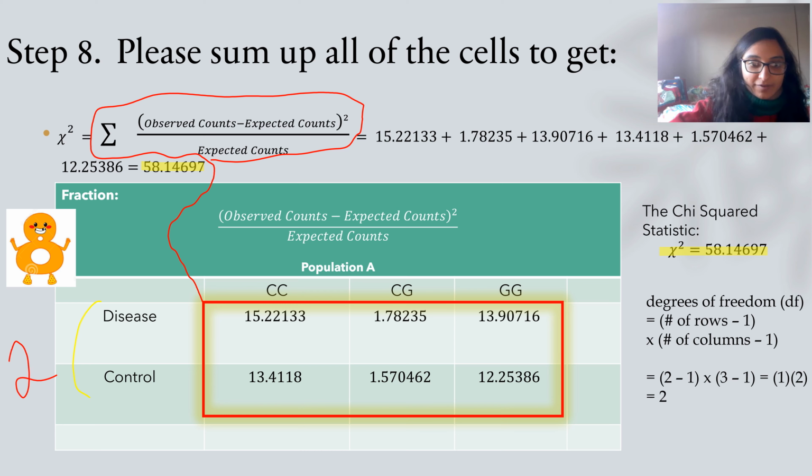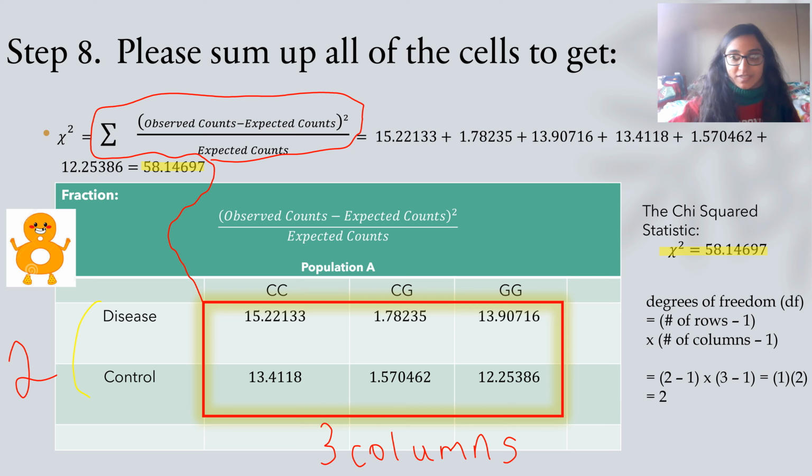And then we look at the number of columns that we have, which are 3 columns of data. And this works out either way because we're just multiplying them together. We're subtracting 1 from each and we're multiplying them together. So number of rows minus 1 is 2 rows minus 1, which is 2 minus 1, which is 1. And number of columns minus 1 is 3 minus 1, which would be 2.